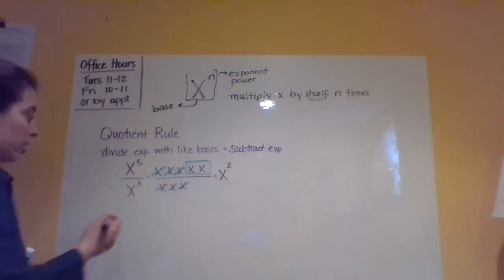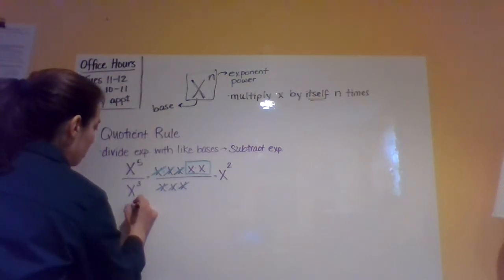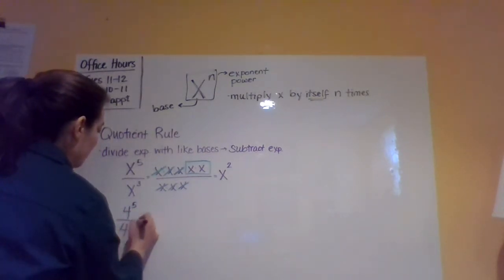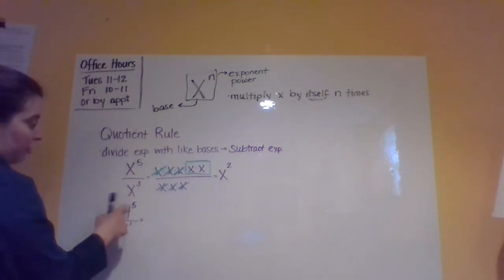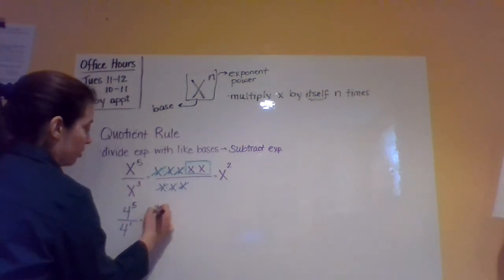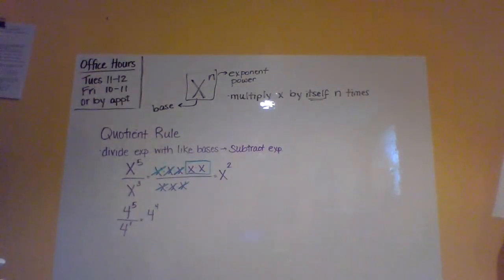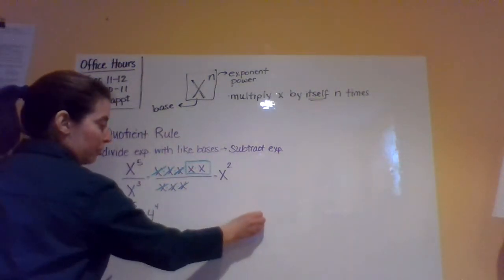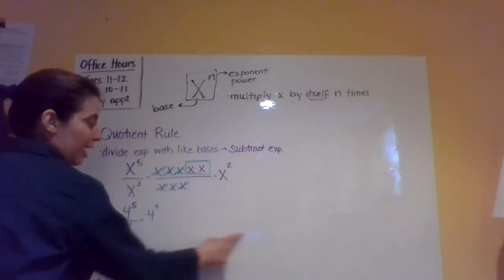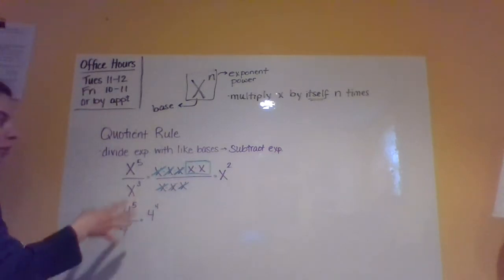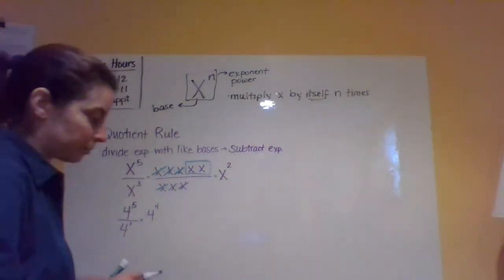Again, this would also work with bases that are numbers. So 4 to the fifth over 4 to the first is going to be 4 to the fourth. Okay, you can picture that: 4 times 4 times 4 times 4 times 4. The 1 on the bottom cancels out. I have 4 left. Again, this only works with like bases.